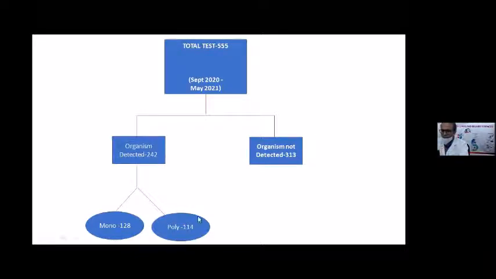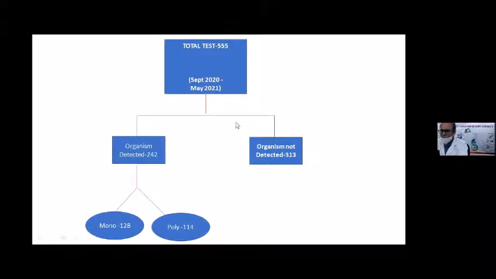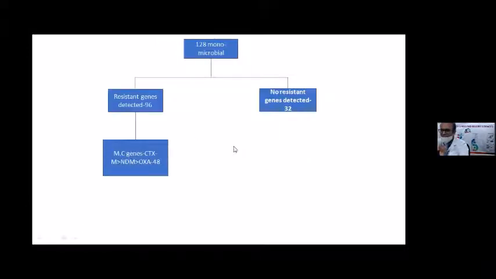Out of these, 114 were polymicrobial. The polymicrobial result is probably because of improper collection, and probably it is colonization, not a true infection. So true infection was found in only 128 patients out of 555. That means de-escalation is very, very important. Once we get the report, we have to de-escalate on priority. In monomicrobial isolates, in some of them no resistant genes were detected. Out of 555 isolates sent immediately on admission to ICU, only 96 had some kind of MDR genes.